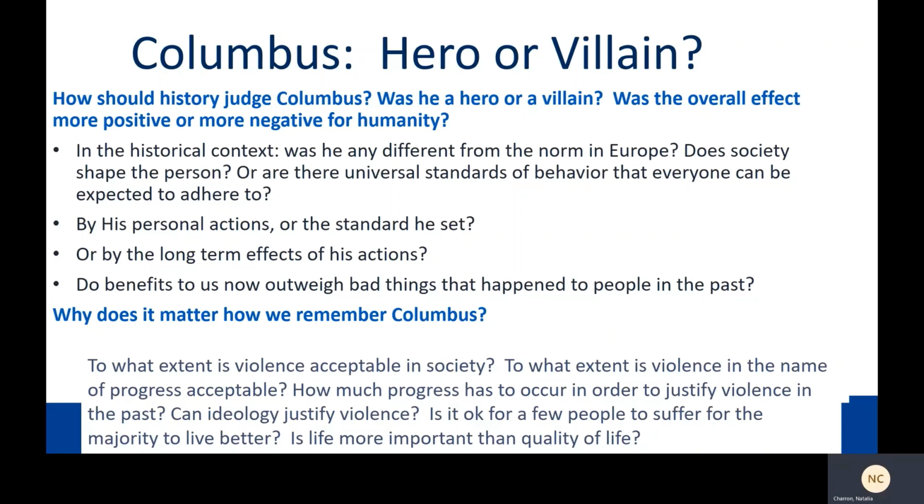To what extent is violence acceptable in society? To what extent is violence in the name of progress acceptable? How much progress has to occur in order to justify violence in the past? Can ideology justify violence? Is it okay for a few people to suffer for the majority to live better? Is life more important than quality of life? Big questions I look forward to your wrestling with.